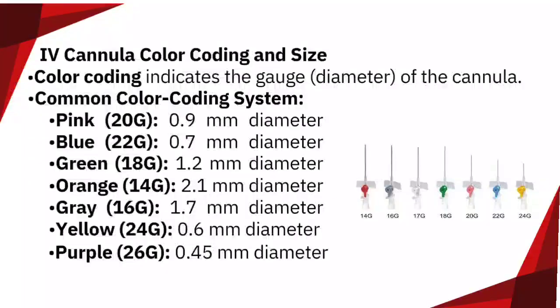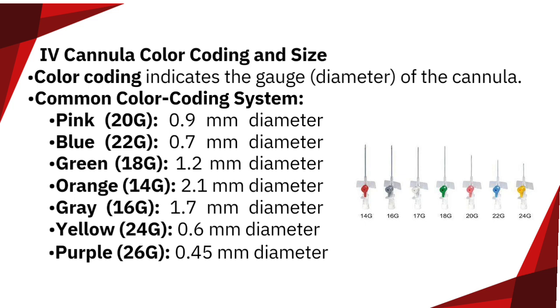IV cannula color coding and size. Color coding indicates the gauge, diameter, of the cannula. Common color coding system: pink, 20 gauge, 0.9 mm diameter. Blue, 22 gauge, 0.7 mm diameter. Green, 18 gauge, 1.2 mm diameter.